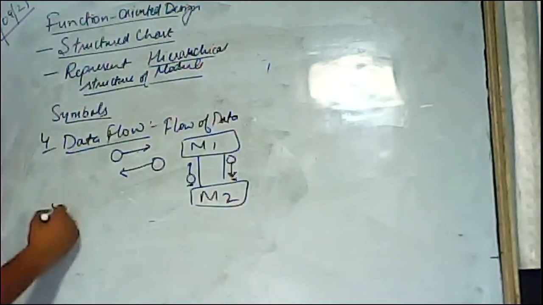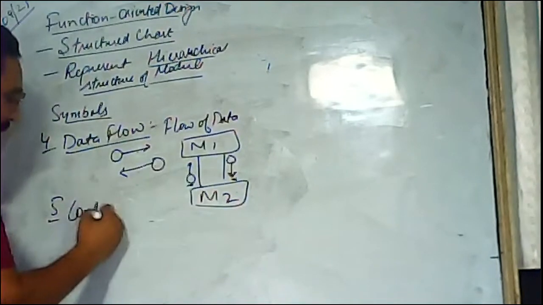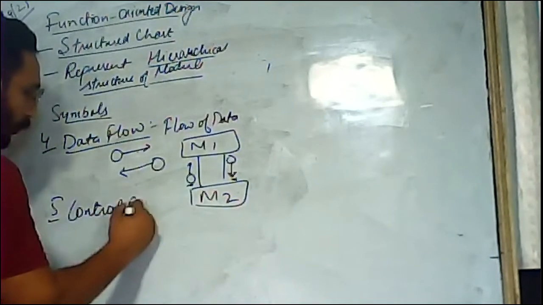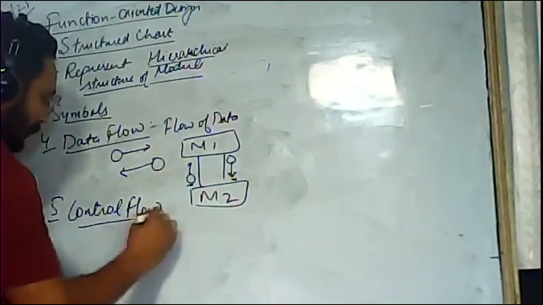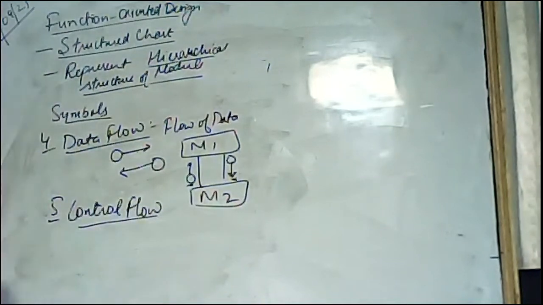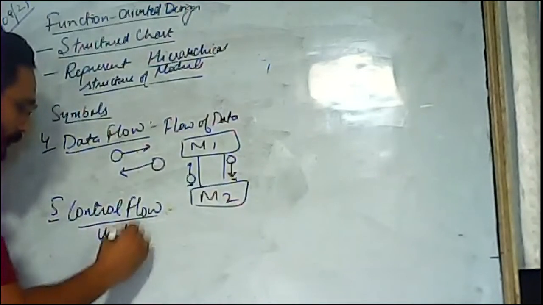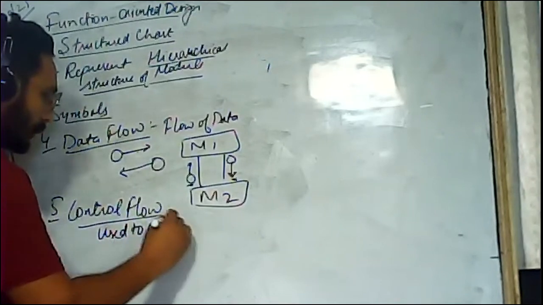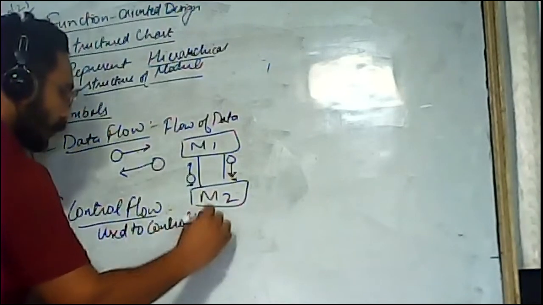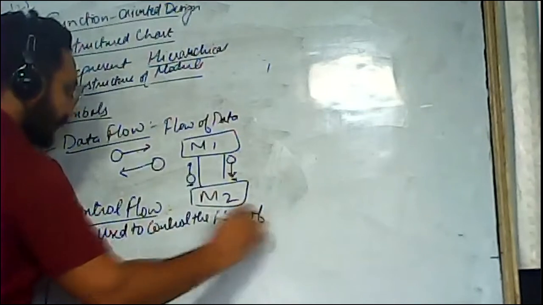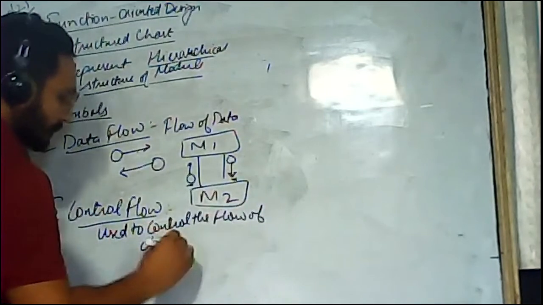Next, the last symbol is your control loop. It is used to control the flow of data between modules.